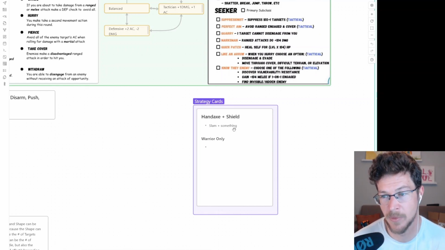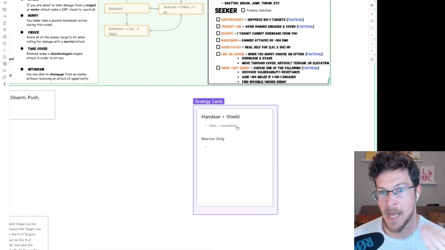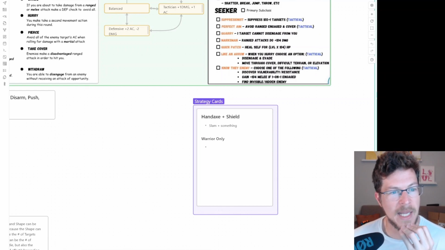Maybe they're all available and one's active and the other ones aren't. So they're switching weapons, they're switching strategies, right? They go from Hand Axe and Shield to 2 hand axes, right? And now that gives you different options and powers, right? And so that to me I think is interesting.